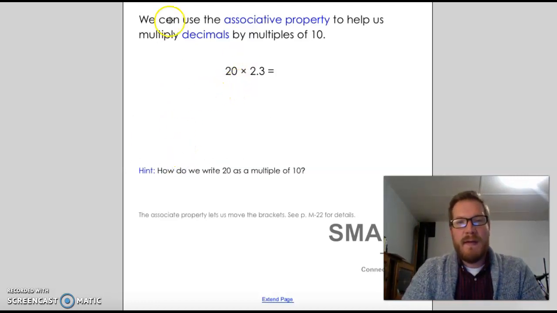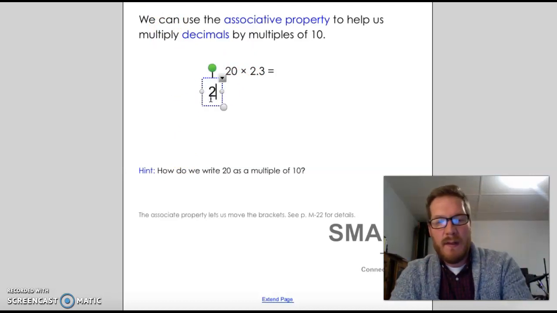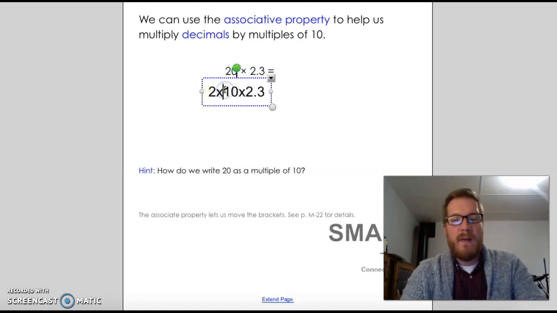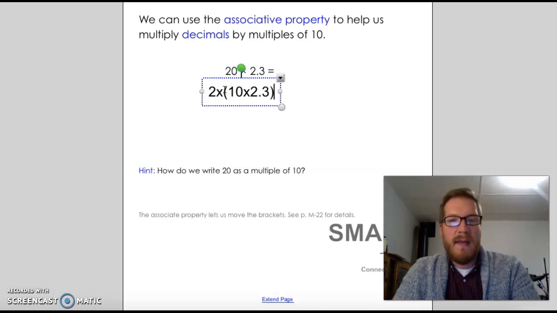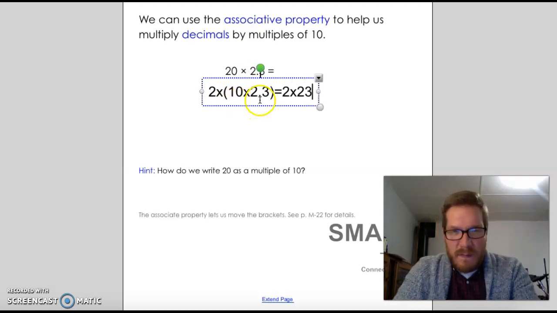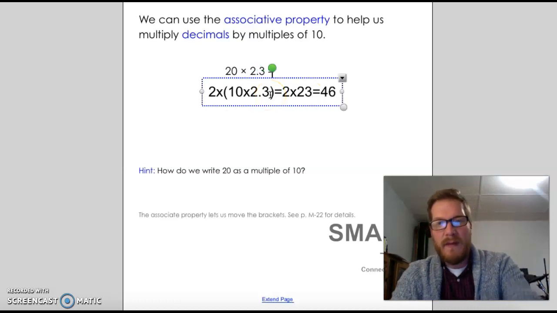But what we can do here is use that idea and break 20 into 2 times 10 times 2.3, and then we can say, well, let's do that one first, because I know what the answer to that's going to be. So then I would say that's 2 times 23, because we just moved the decimal over 1, and then 2 times 23 is 46.